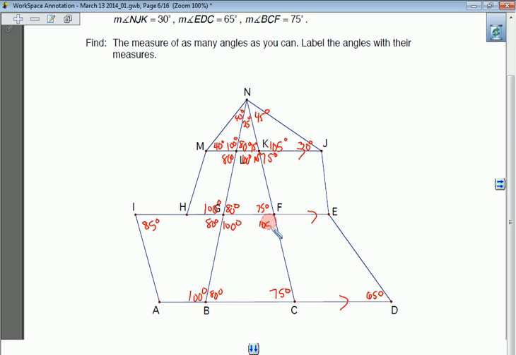So this is going to be 105, and do all four of these add up to 360? Yes. Okay, if this is 75, then this is 105. These are vertical angles, so this has to be 75. So 75 and 105 and 65, can we figure out what this angle is? Yes. 115, because they have to add up to 360. This is 105. And this is my last angle I can figure out. What is this one? 95, because they have to add up to 360.